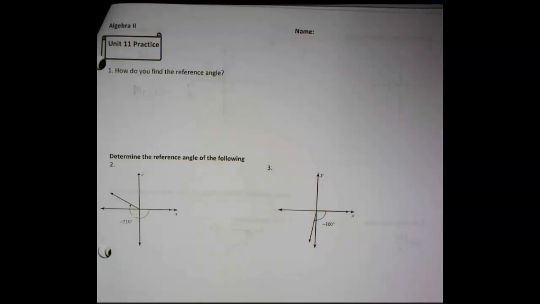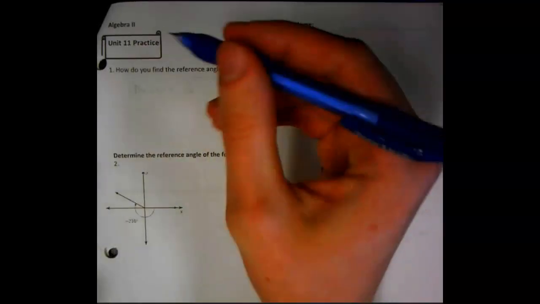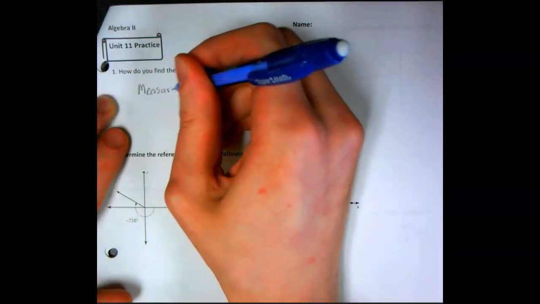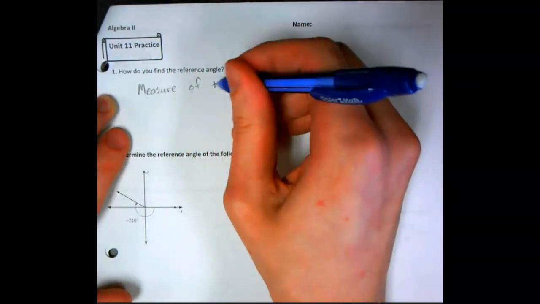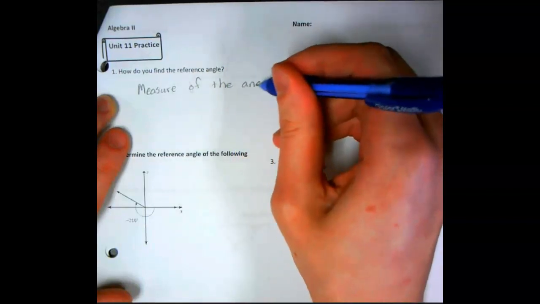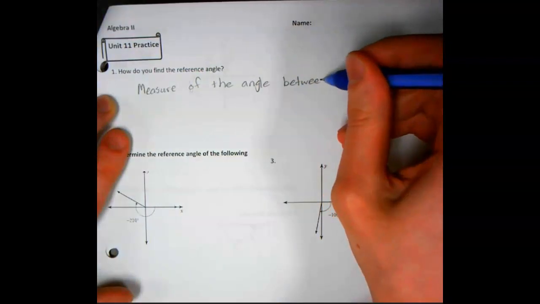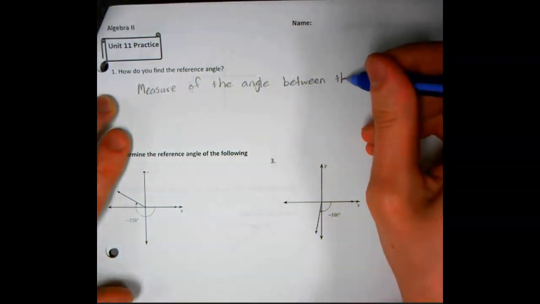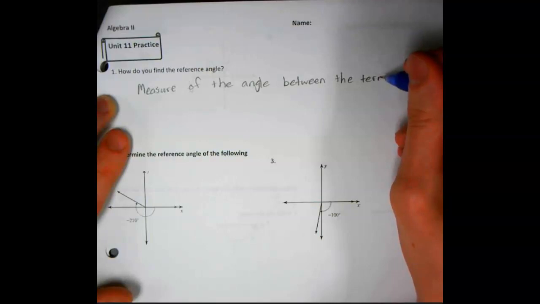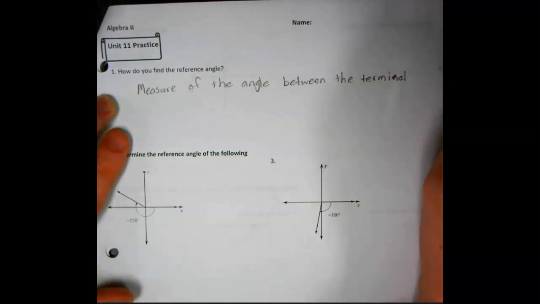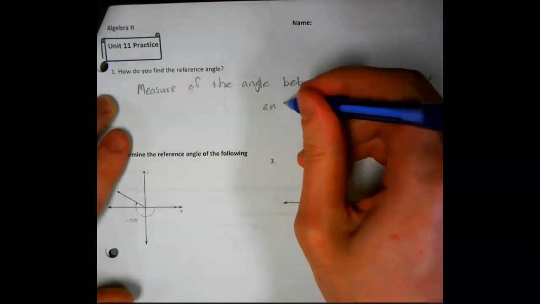So for this first one, it's asking how you find the reference angle. And so the reference angle is the measure of the angle between the terminal line, which is just a fancy way of saying the line that ends the original angle, and the x-axis.